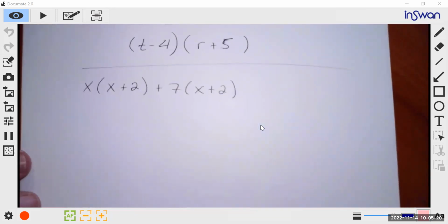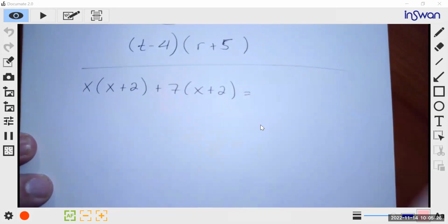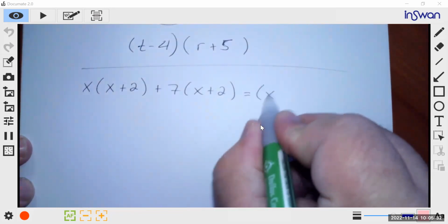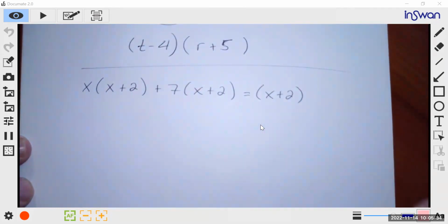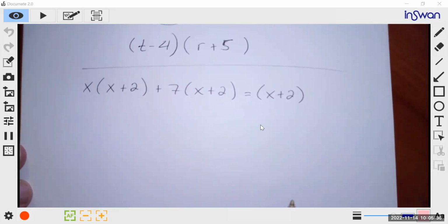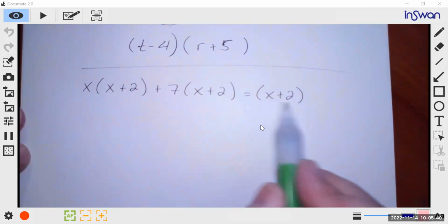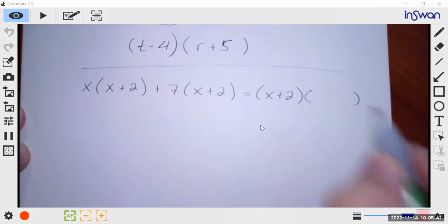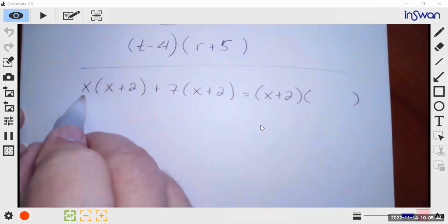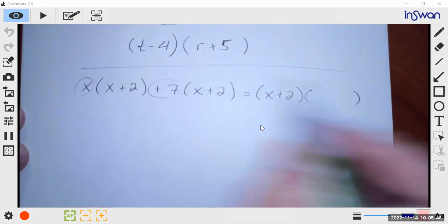Okay, how about this one? What do they both have in common? X plus 2. So we factor that out. You can look at it this way. Since we wrote that there, what do we have left? The X plus 7.